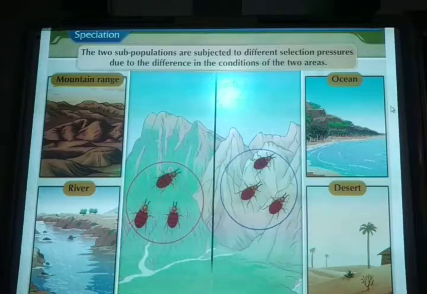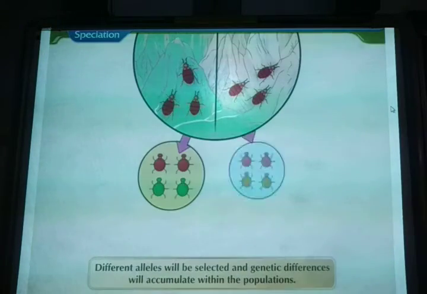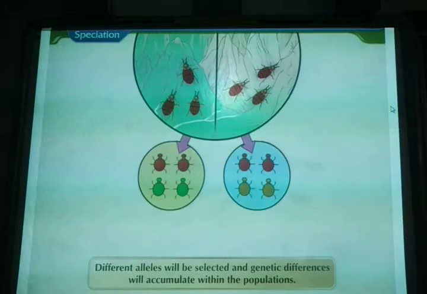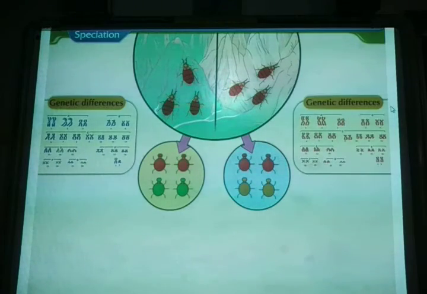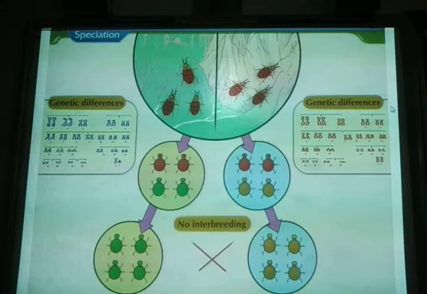The two subpopulations are subjected to different selection pressures due to the difference in the conditions of the two areas. Different alleles will be selected and genetic differences will gradually accumulate within the populations. Over a period of time, enough genetic differences will occur, as a result of which the two subpopulations can no longer interbreed. They will emerge out as different species.